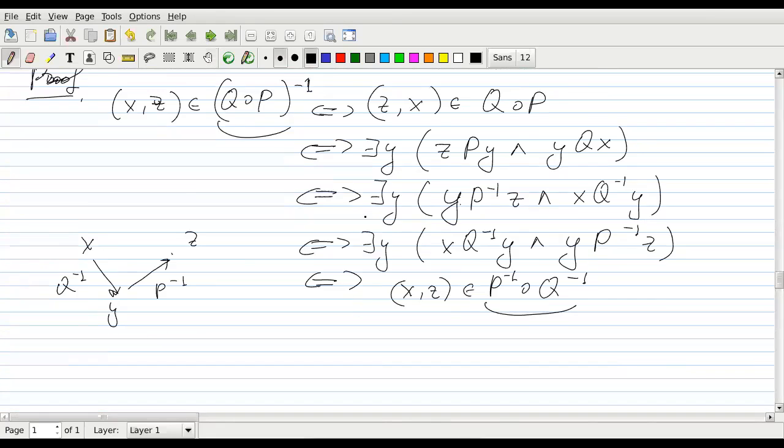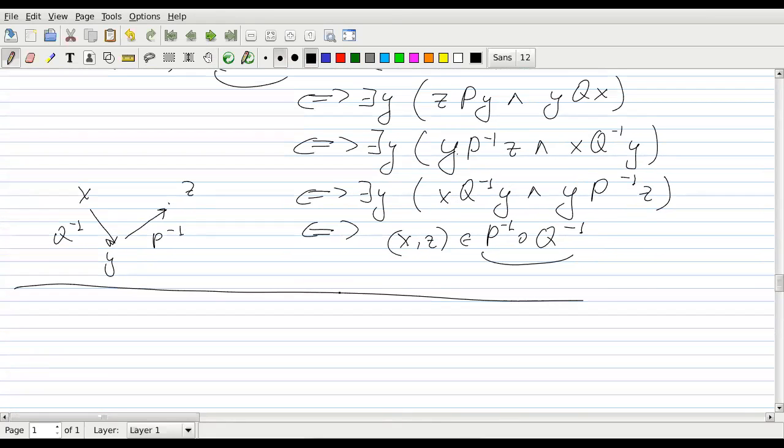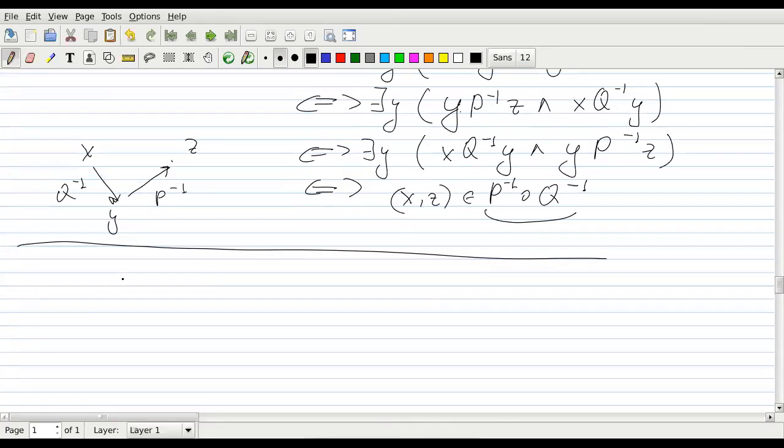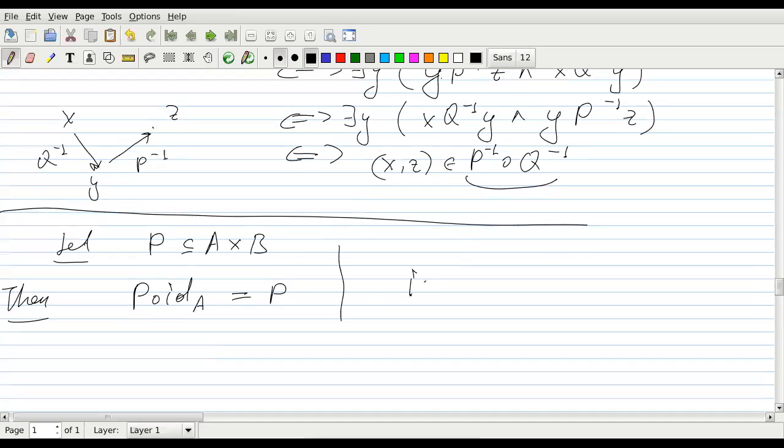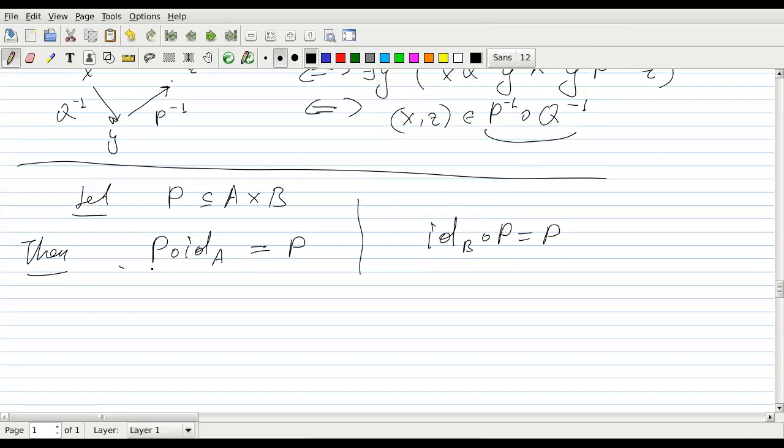And now something else. What if P is, say, from A to B, between A and B? What if you consider the following relation? What should it be? It is just P. And equivalently, dually, this is still P. How is it possible to prove it?